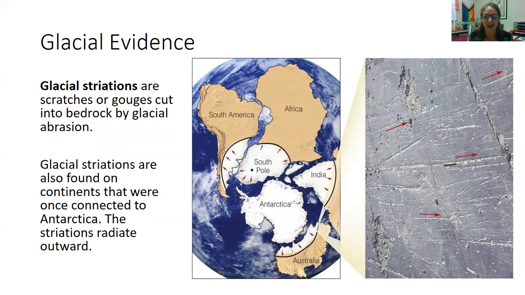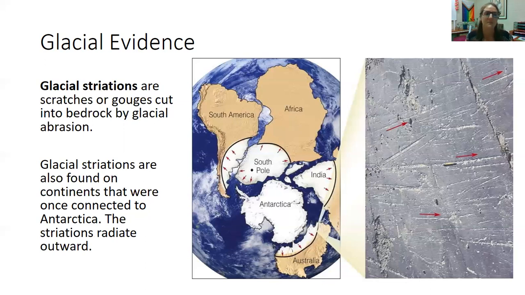Same thing for glacial striations. I said that glaciers are kind of like bulldozers. So not only do they push glacial till in front of them, they also scrape up the ground beneath them and they leave scratches on the ground. So we see scratches on all of these continents as if they used to fit together and have one glacier on top of all of them.